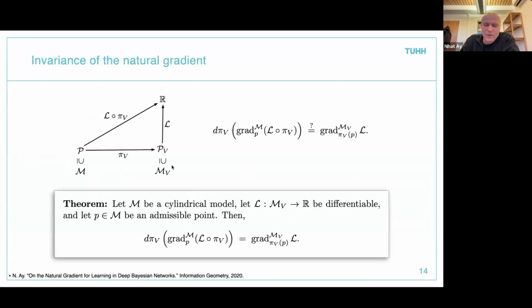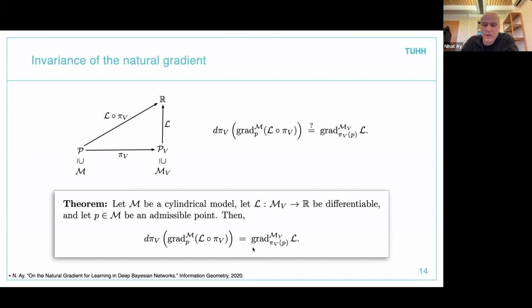Now the main statement is that for this original question, if we restrict in this commutative diagram to the model M and MV, this again holds. So this equality holds if the model M is cylindrical, which is quite restrictive. So in general, it will not hold. And actually, there's a stronger statement: such an equality holds if and only if M is cylindrical.